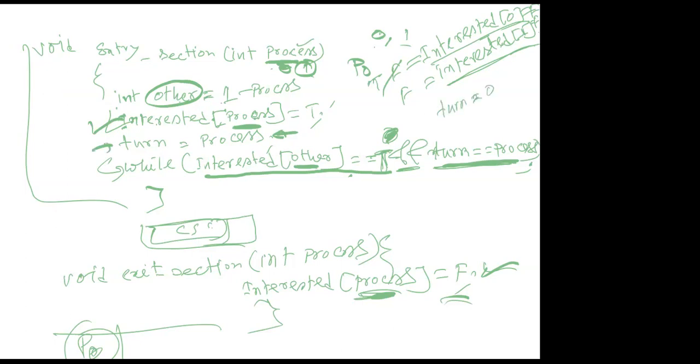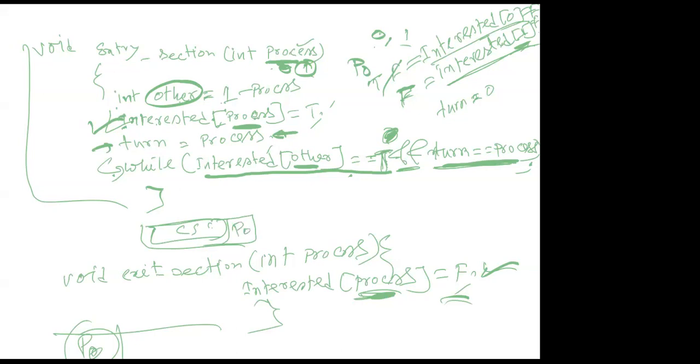Okay, turn is made 0 because the process number is 0. While checking interested other, which means interested 1, is it T or not? Interested other is F, so you don't even need to check the turn value. So it is false, and process P0 now enters the critical section.